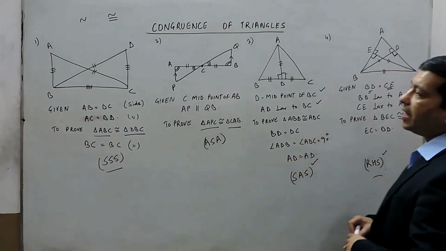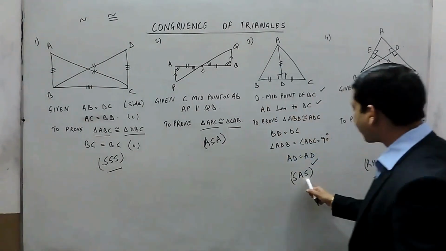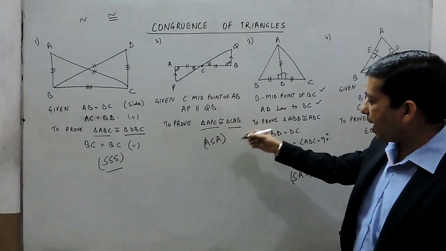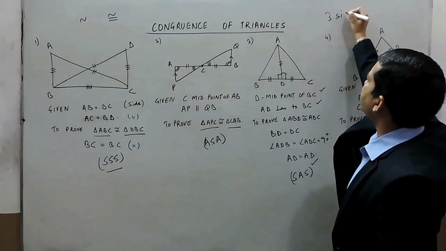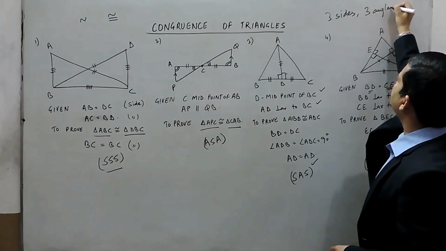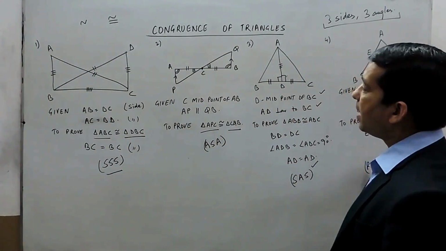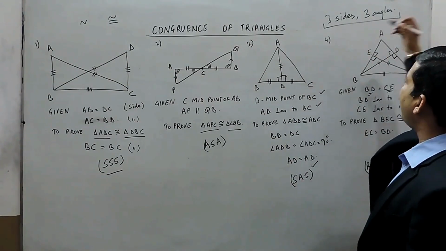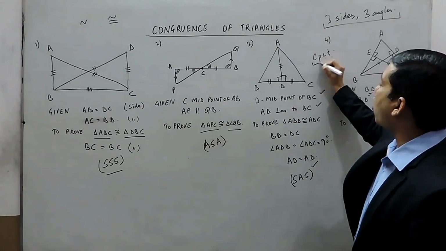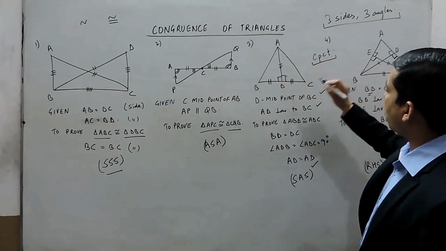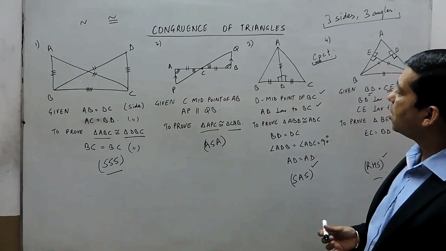Now this is very, very important: if by the congruence of triangles we have already proved that two triangles are congruent, it means we have already proved that three of the things are equal, whether they are side, angle, side, or right angle, hypotenuse, and side. And we also know that there are three sides in a triangle and there are three angles. So in all, there are six things which are the parameters of a triangle. If three of the parameters are the same and we have proved that the triangles are congruent, it means the remaining three parameters are also the same. That is CPCT, corresponding parts of congruent triangles. If two triangles are congruent to each other, then their corresponding remaining three parts are also the same as the corresponding remaining three parts of the other triangle.